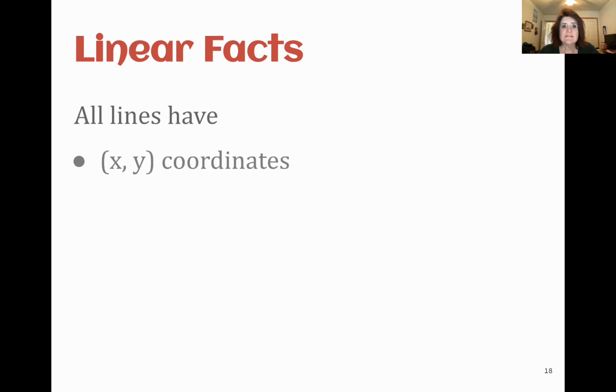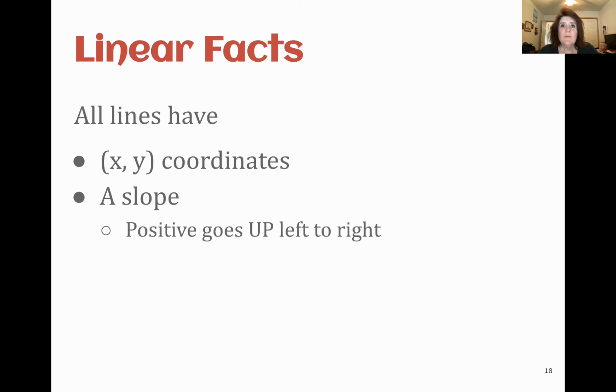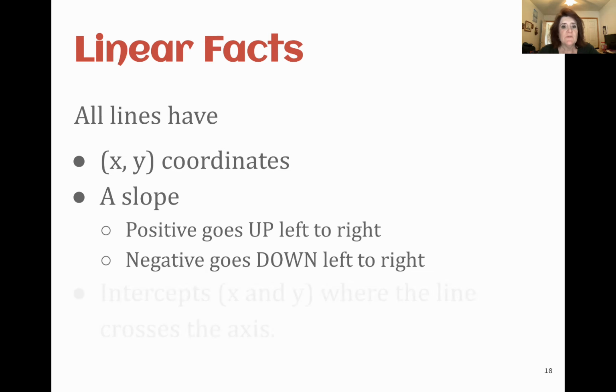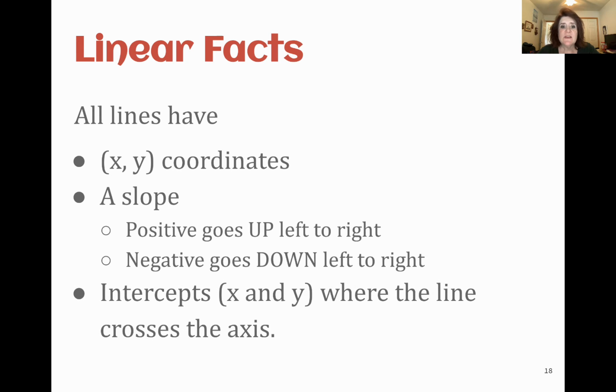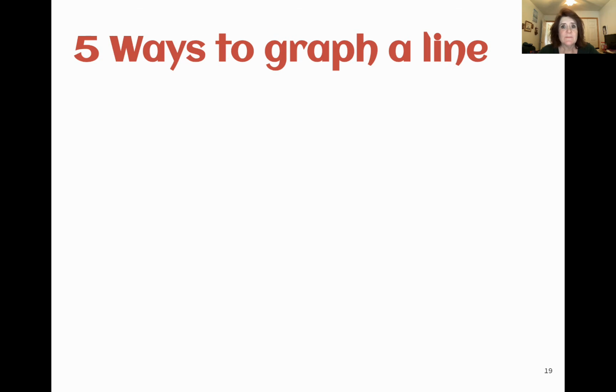So, linear facts. All lines have x and y coordinates. They have a slope. A positive slope will go up from left to right. A negative slope will go down from left to right. The intercepts, x and y, are where the line crosses the axis.